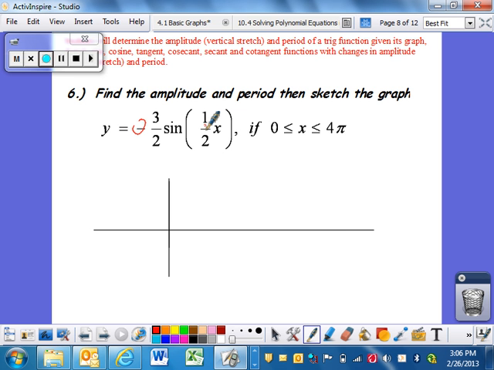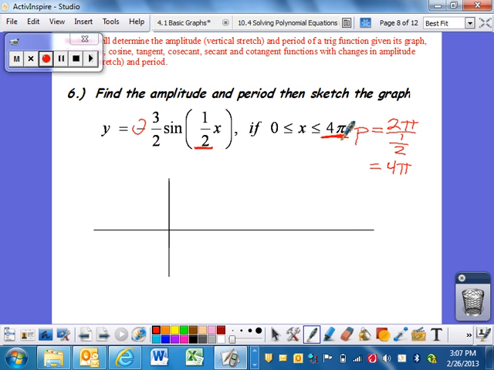Well, the first thing we want to notice, we're sketching it out to 4 pi. Okay, so we could have 2 cycles if we're dealing with our sine. But what's our B? Our B is 1/2. So let's just go ahead and deal with that. What's our period? Our period is going to be equal to 2 pi, just like before, 2 pi over our 1/2. So we end up using this. We get 4 pi, because we multiply by the reciprocal of this, which is 2.